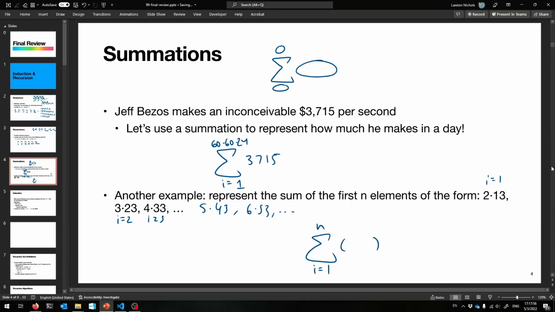We need to multiply 2 things, right? We need to get 2 from 1, likewise, we need to get 3 from 2 and 4 from 3. It's always one more. You see that? So it's always i plus 1. That'll give me my 2 or my 3 or my 4. And I want to multiply that by 13 when i is 1, 23 when i is 2.